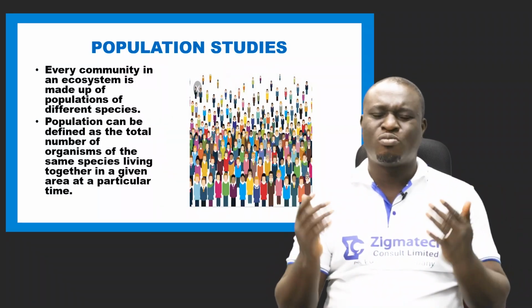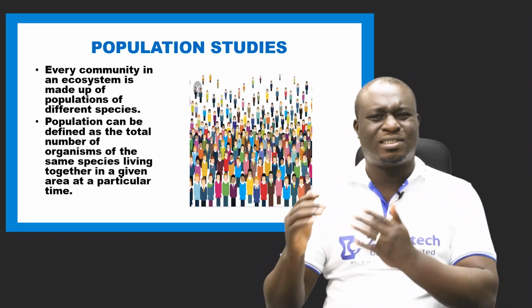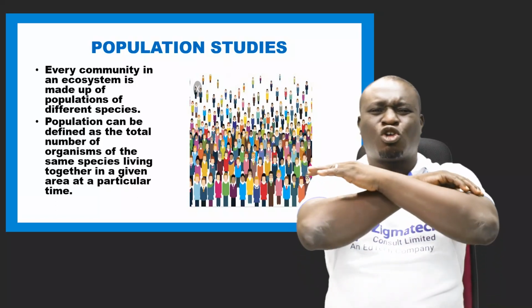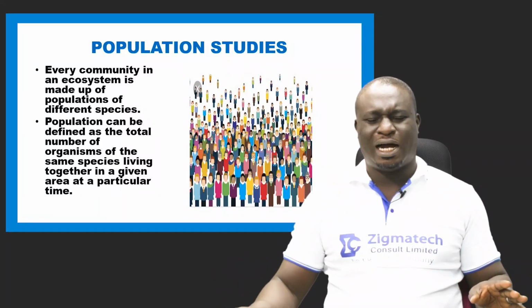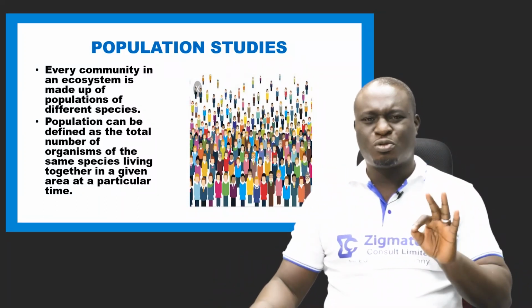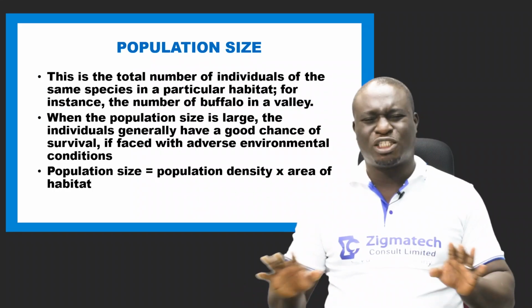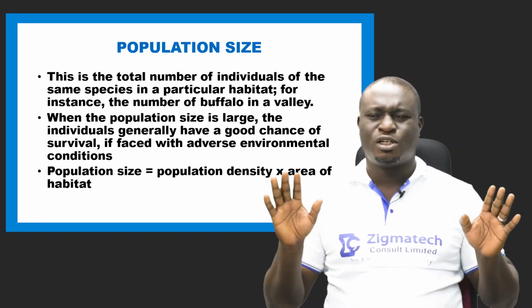You can find the human population, you can find the insect population, you can find the plant population. We have populations of different species. Please take note, put that at the back of your mind. Every community in an ecosystem is made up of a population of different species.